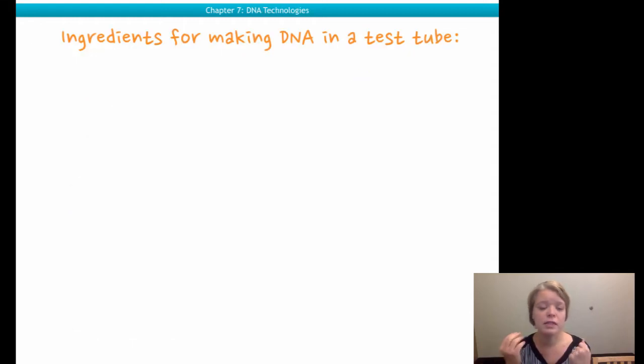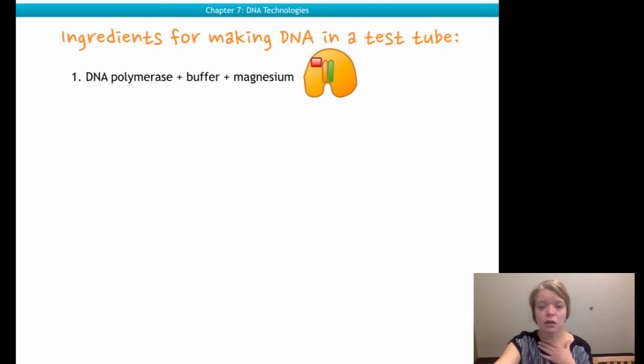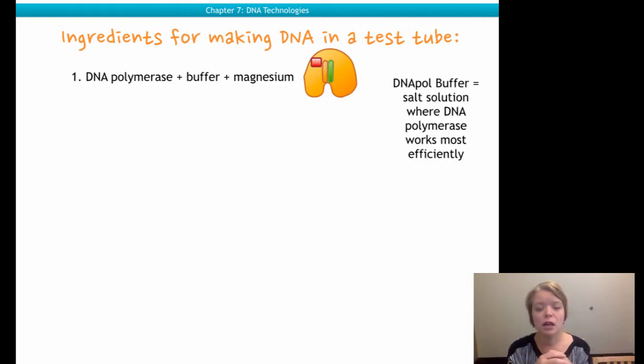Okay, so what are the ingredients for making DNA in a test tube? The Kornberg lab at Stanford, back in the, I think it was actually the 60s, realized that you need several ingredients. First of all, you need purified DNA polymerase, as well as a particular buffer that DNA polymerase likes. Different DNA polymerases prefer different salt concentrations and slightly different pH. And as well, we need magnesium, and I hope you remember why DNA polymerase needs magnesium.